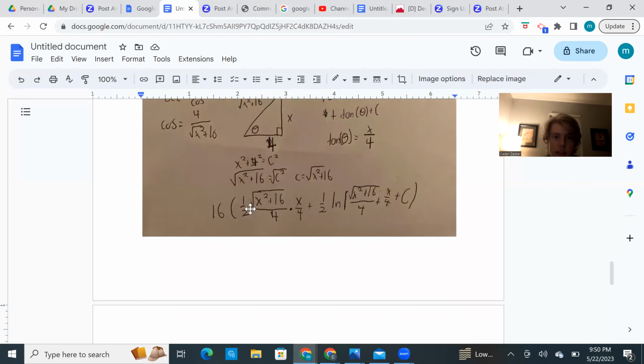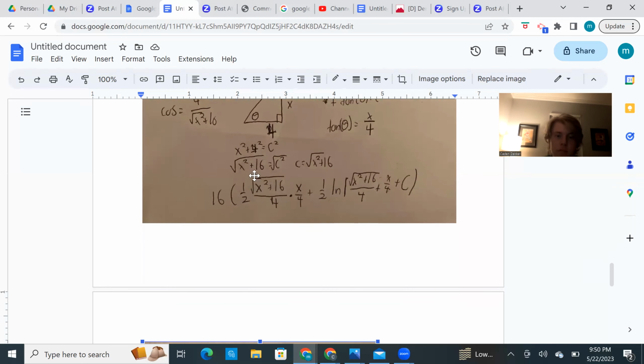that over and then get this as the final answer for this one, which is just 16 times 1/2 times what was originally secant theta, but we put that in terms of x, and then this is tangent in terms of x, and so on. And then obviously the plus c at the end there.